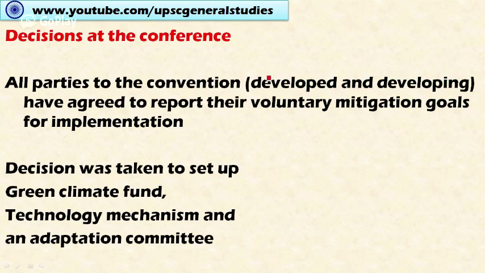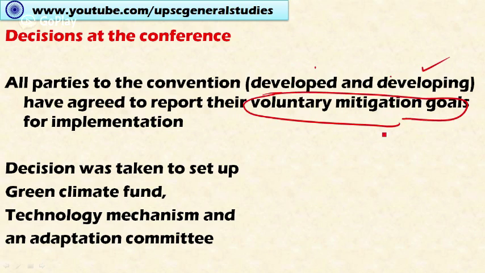So in this summit, various important decisions were taken. These decisions include better cooperation between the developed and developing countries in reducing greenhouse gas emissions, and also other important decisions. Let's look at these decisions. Here, all the parties to the convention, that is, all the countries that are members of the convention, including developed as well as developing countries, have agreed to report their voluntary mitigation goals for the implementation. So this is one of the important decisions.